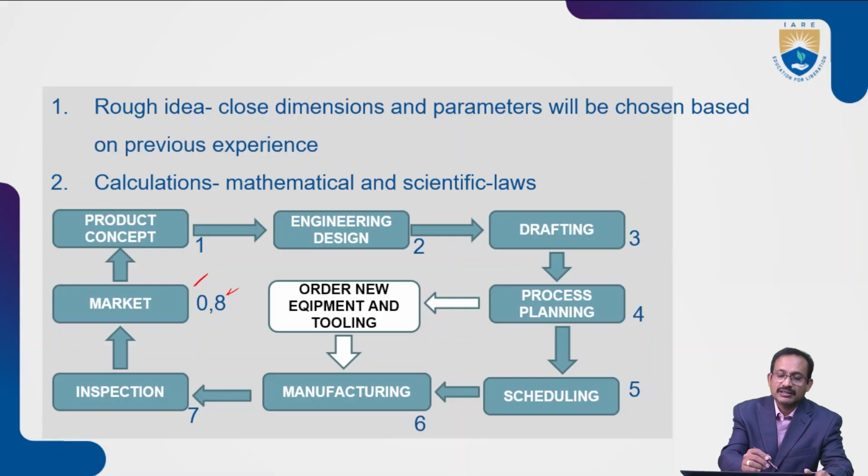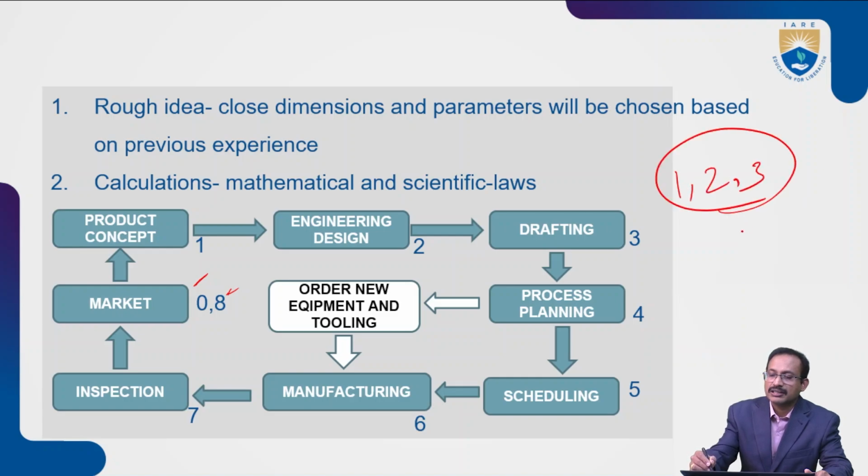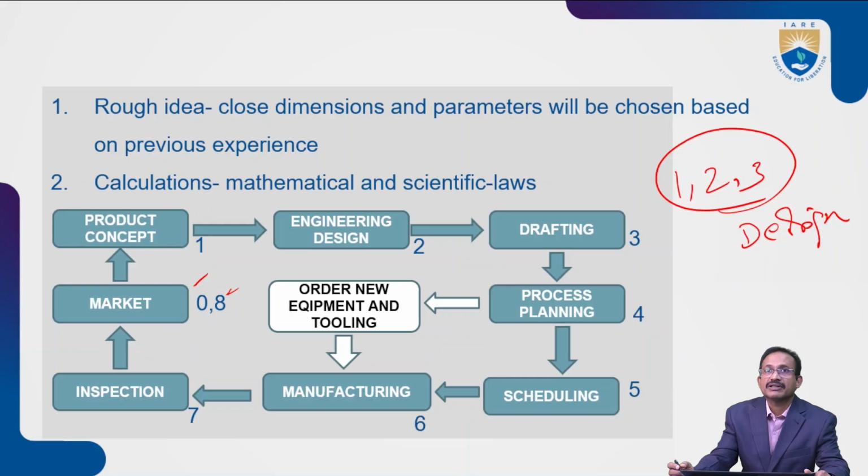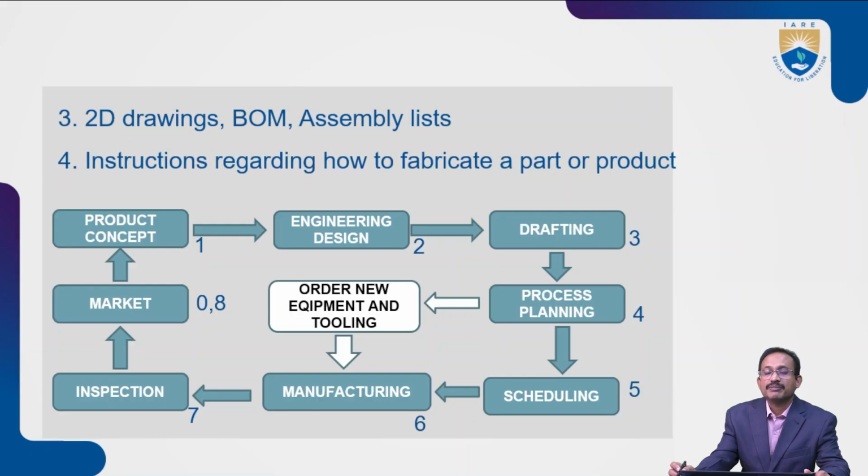Strictly speaking, the product concept, engineering design, and drafting, these three are called design. But engineering design is exclusively related to mathematical calculations and scientific laws to find the exact values. However, drafting is also part of that design, where we get 2D drawings. Based on the design parameters and calculations, the 2D drawings will be generated. That is the output of the drafting department.